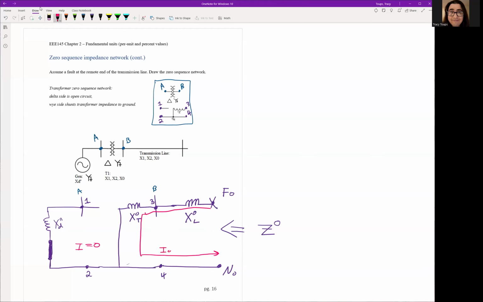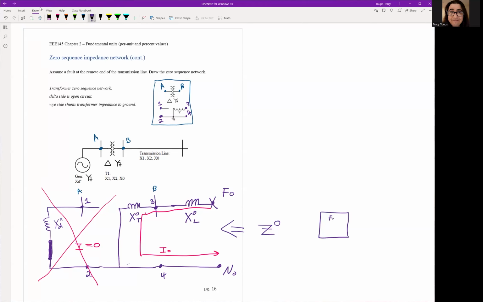We'll call this I0. And now when we do our Thevenin's equivalent, we could pretty much just take this whole side and just kind of exit out and ignore it. We don't need it anymore. Because no current's going to flow, the impedance will not play a factor in our network. Okay. So now it's literally only two things we have to add together. So it's X0T plus X0L to find our zero sequence network. And then remember, this ends up being that box.